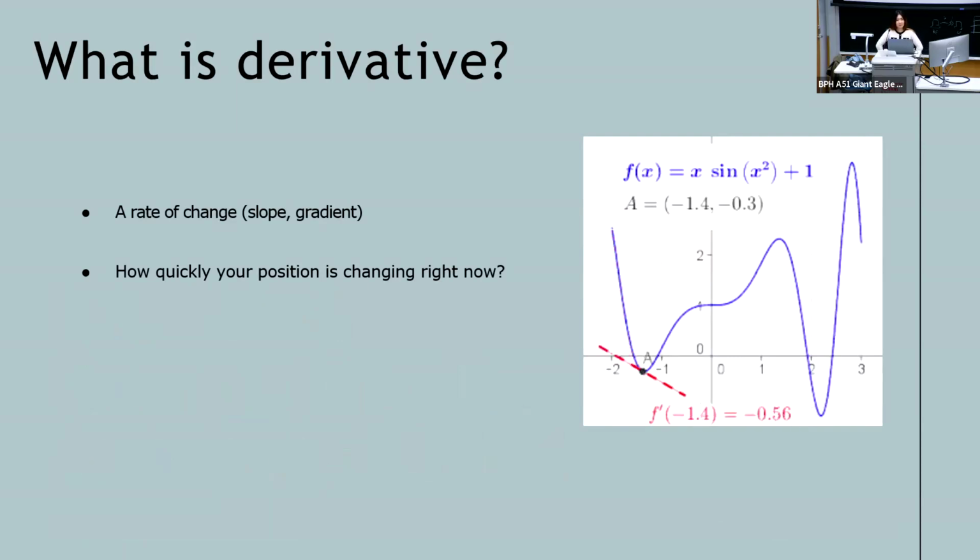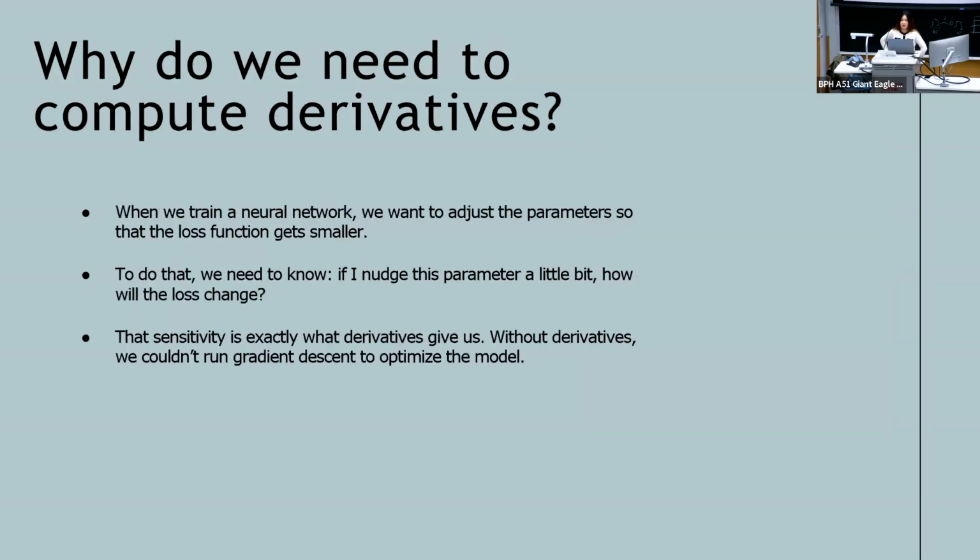Firstly, a really brief, simple question: what is a derivative? We all know that a derivative is just a rate of change. In the figure here, it's like the slope, or we can also call it the gradient. For example, the speedometer in a car shows the derivative of the position with respect to time, and it tells you how quickly your position is changing right now. In the same way, a derivative in a neural network will tell us how quickly the loss will change when a parameter changes.